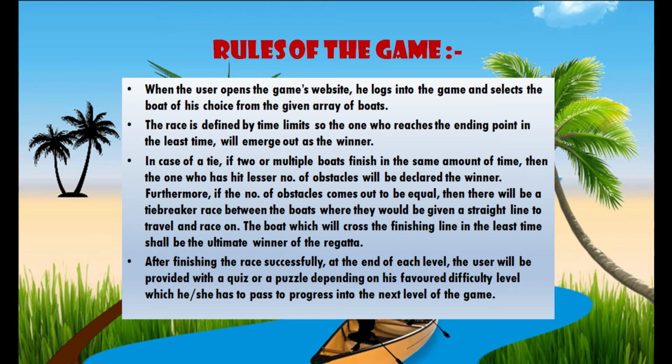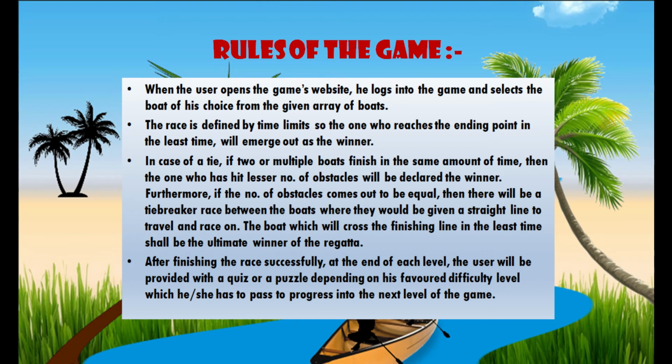In case of a tie, if two or multiple boats finish in the same amount of time, then the one who has hit a lesser number of obstacles will be declared the winner. Furthermore, if the number of obstacles comes out to be equal, then there will be a tiebreaker race between the boats, where they would be given a straight line to travel and race on. The boat which crosses the finishing line in the least time shall be the ultimate winner of the regatta.